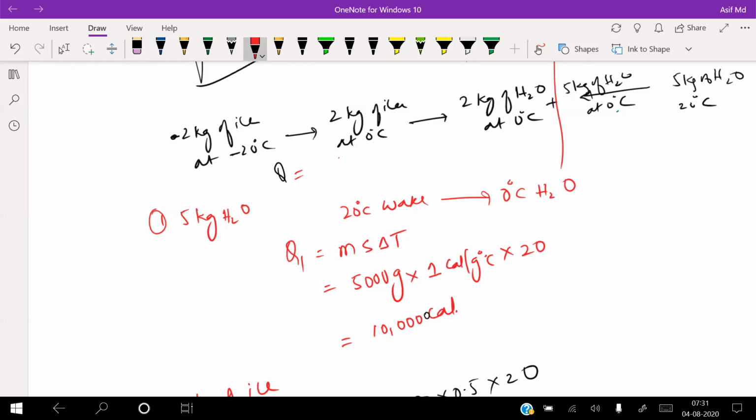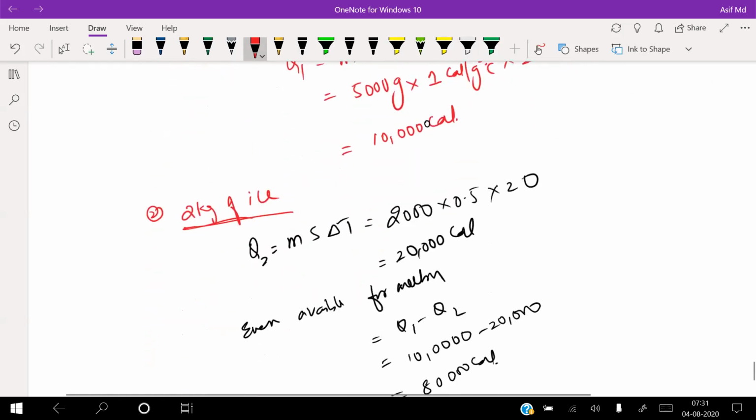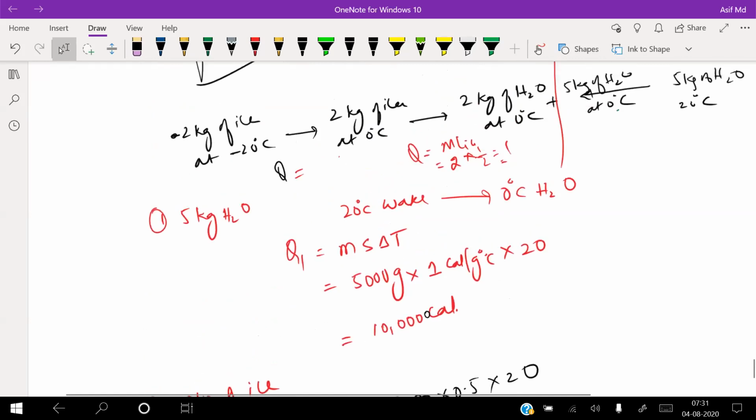So for this one, Q is equal to M into L of ice. Mass is how much? 2. Latent heat of ice is how much for me? Half. So that is equal to 1. అంతే కదా? Sir, latent heat of ice is 80, no, sir?